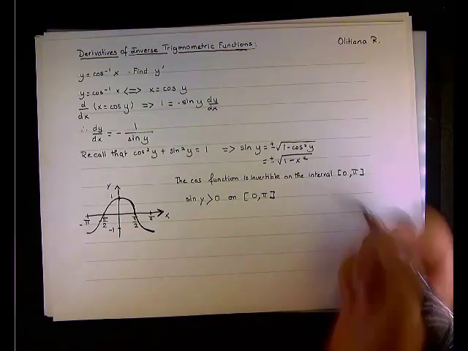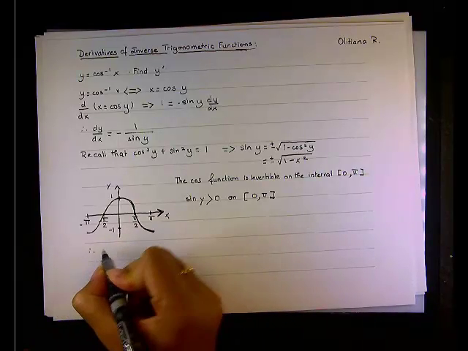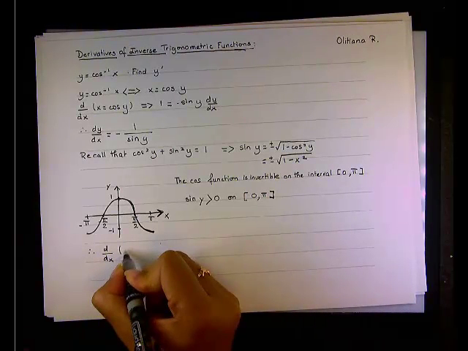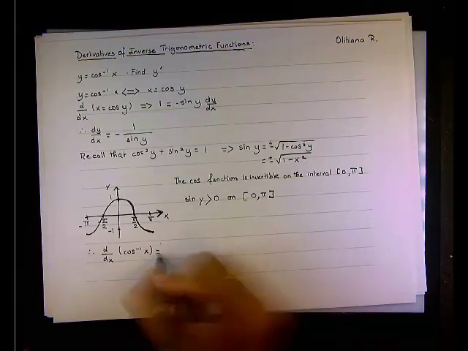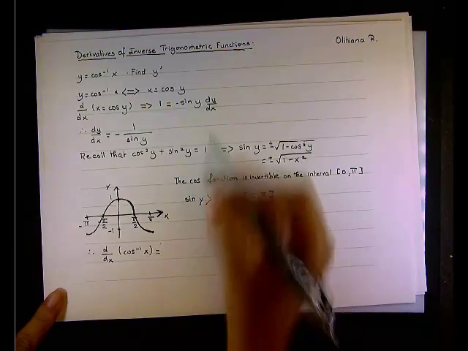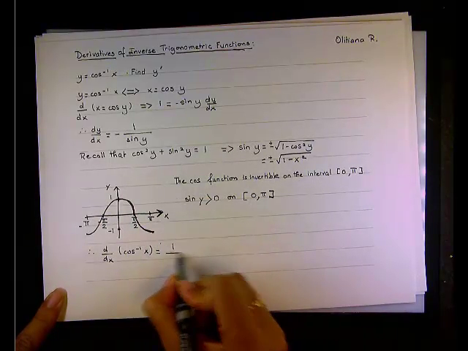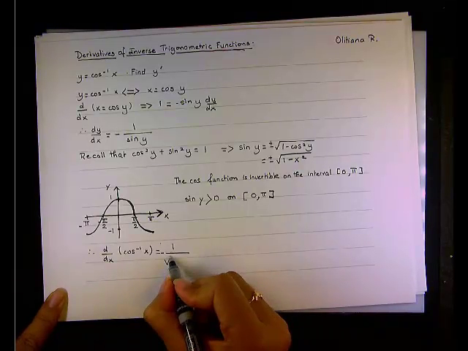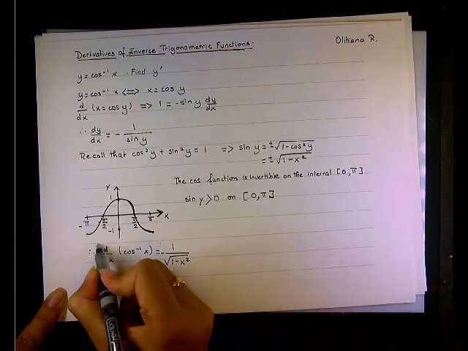First, let's state the result. Therefore, the derivative with respect to x of inverse cosine of x is equal to negative 1 over square root of 1 minus x squared.